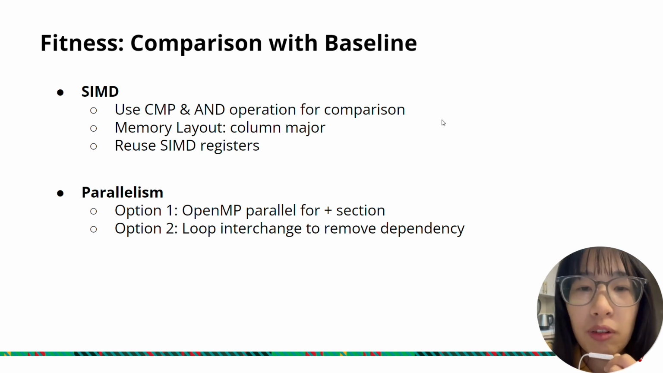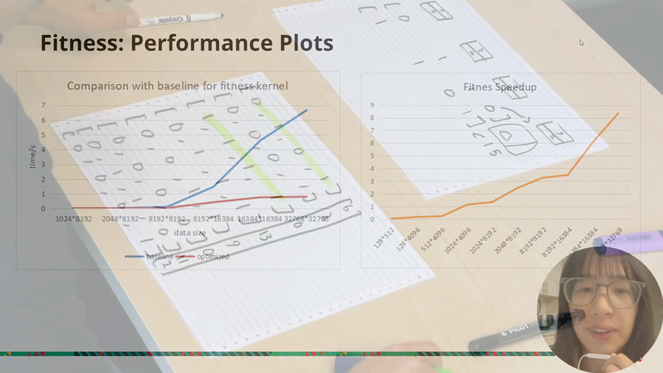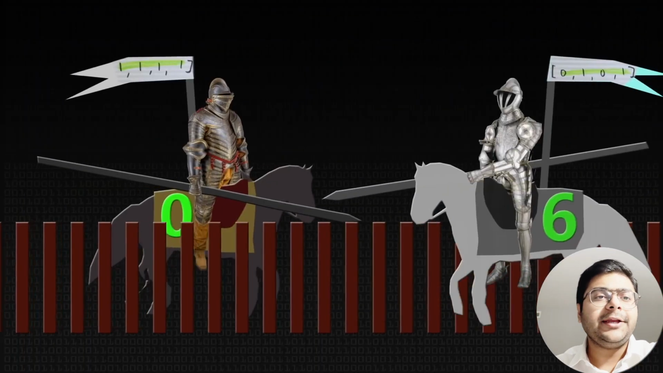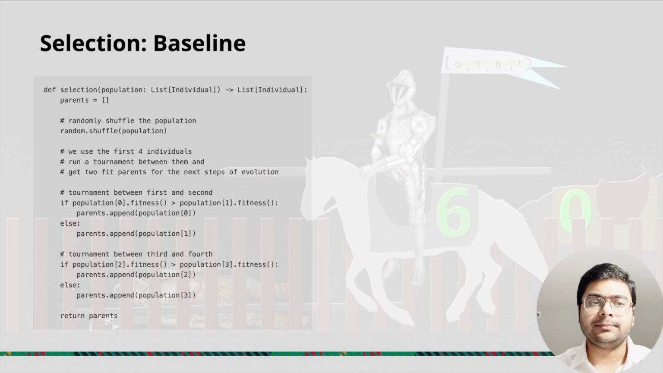And here is our performance plot. From this plot, we can see we reached 8 times acceleration compared to our baseline. Tournaments happen between any two representations selected from the lot, like the one shown here. The representation with a cumulative value of 6 won the tournament.